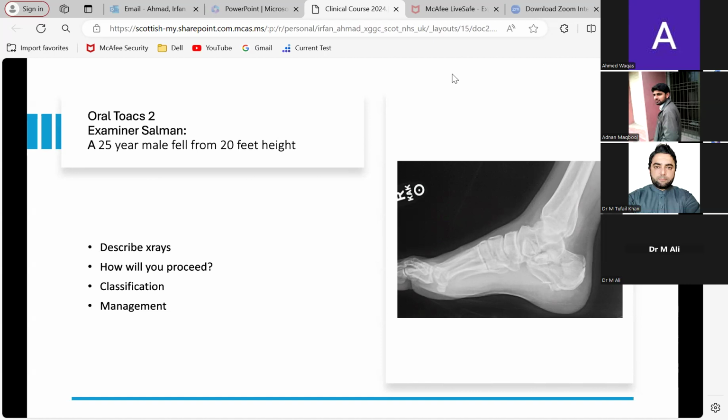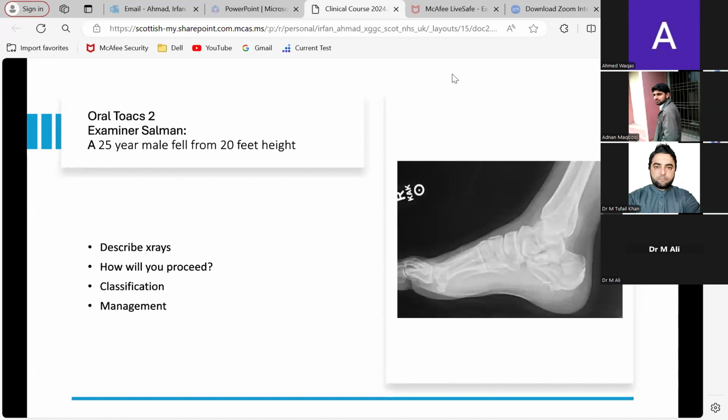Is it based on the coronal view? Yes, sir. In the coronal view, we'll look for the number of fragments. Okay. Anyways, take me through the Sanders classification.